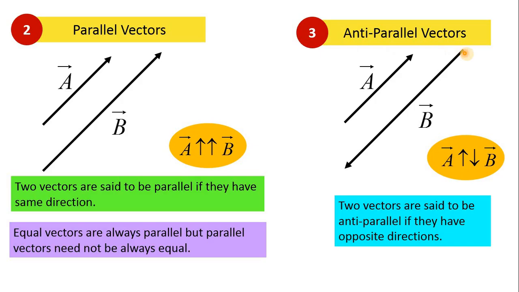Then anti-parallel vectors are those vectors which are in opposite directions. Look here, A is pointing in this direction, B is opposite to A. And the symbol for anti-parallel is this one. So two vectors are said to be anti-parallel if they have opposite directions.